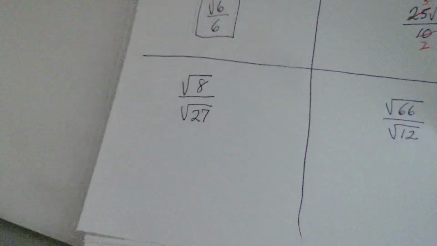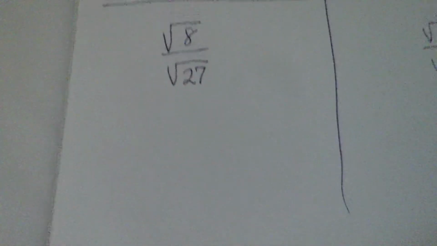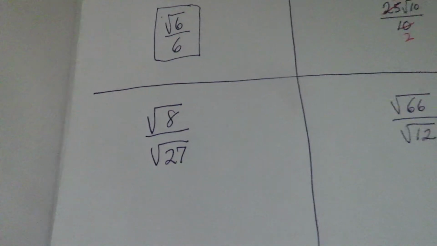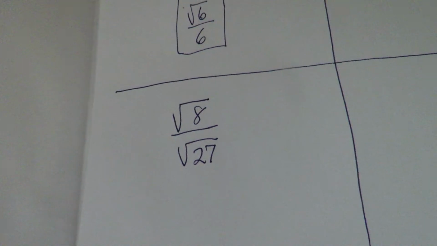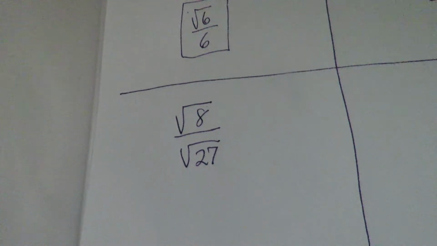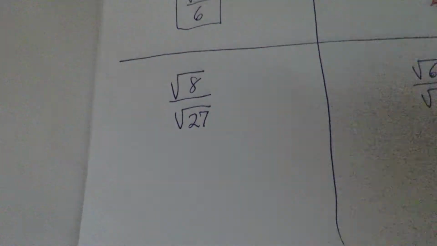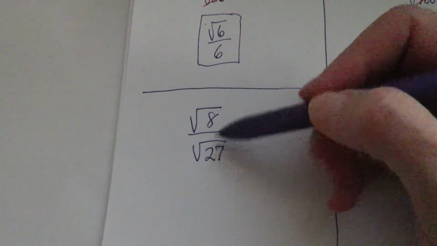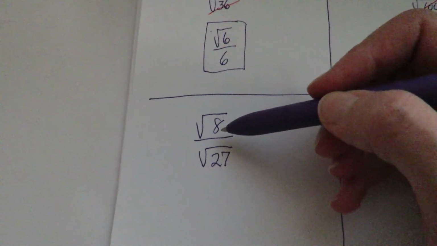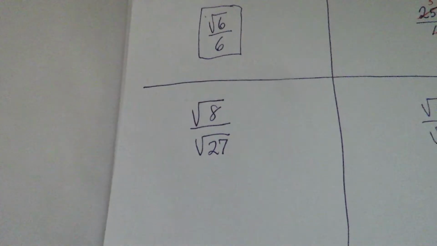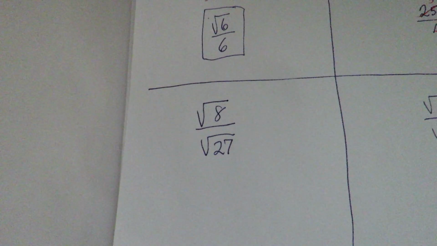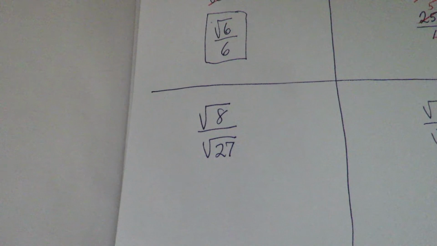Okay, let's try some more. Now remember, when you look at a fraction, your first thought should be, can I reduce that fraction? Will that make it easier for me? And when I look at this, there's nothing in common between the 8 and the 27. So the answer to that is no, but that was still the first thought that goes through my head. So I can't simplify this.